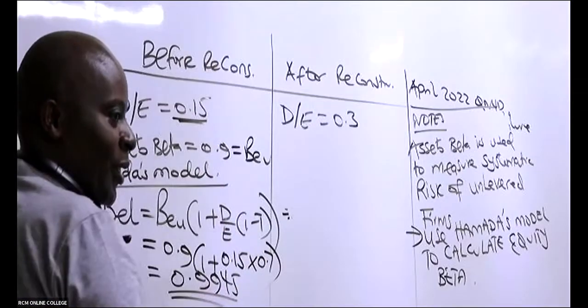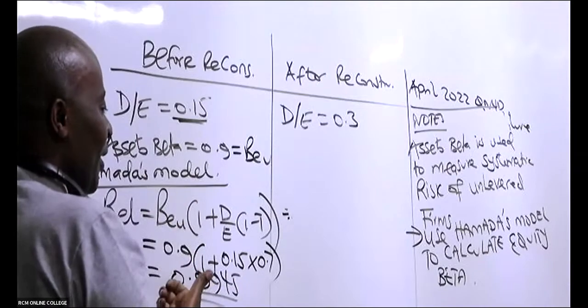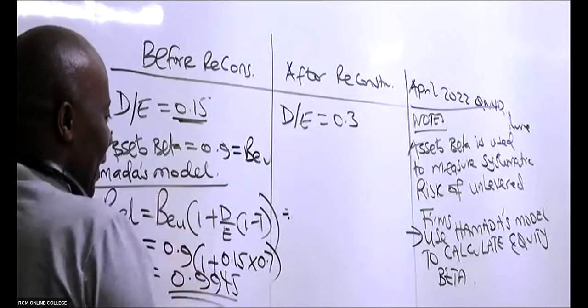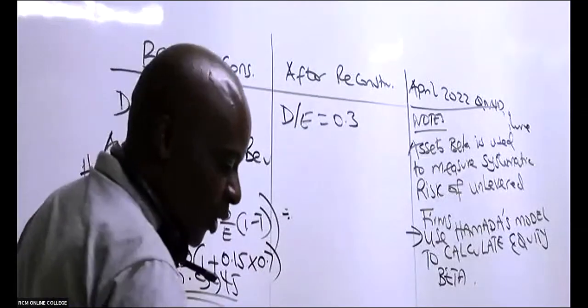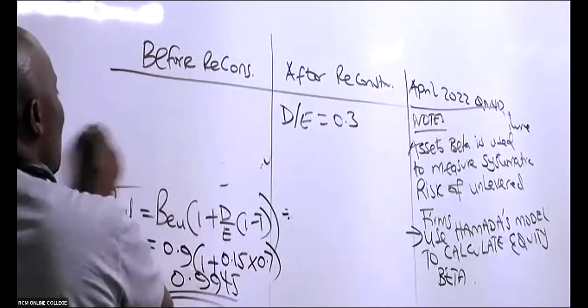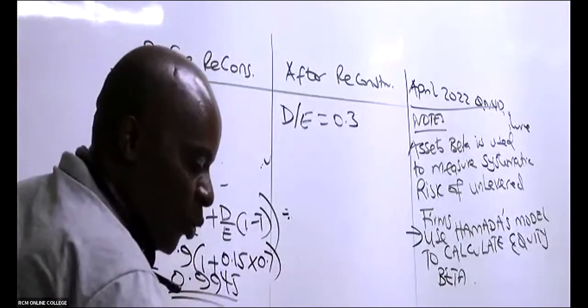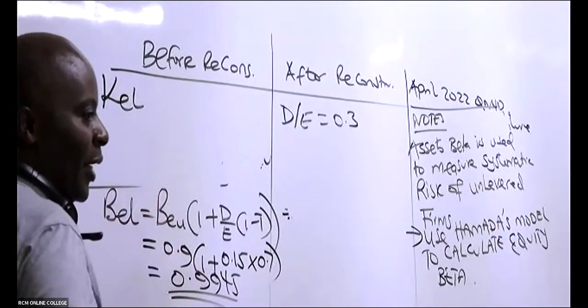Now, ladies and gentlemen, having gotten this beta, the next step, we are still working on before reconstruction. You get beta U. Beta U's sister is known as beta L. So after beta U, give us beta L. How do we get beta L in this situation? It's very easy. Beta L is the cost of equity of a levered firm, right?